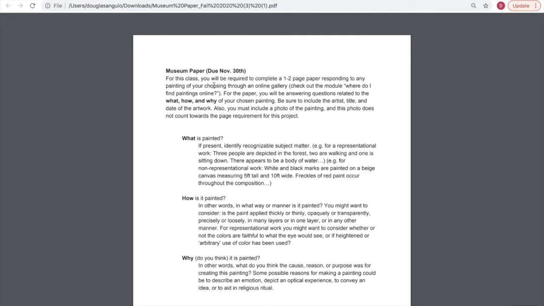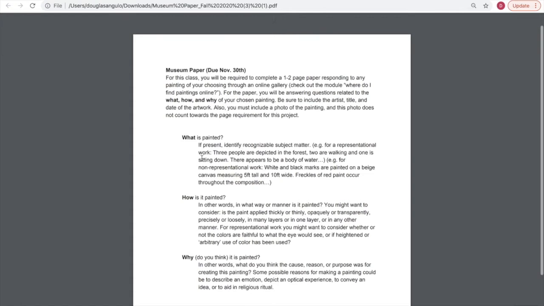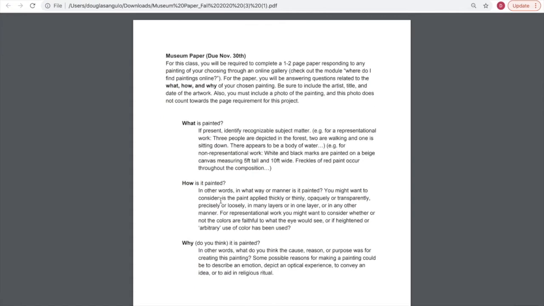Lastly, you want to consider, why do you think it is painted? Now, painting can serve a variety of purposes, depending on what culture it's in, and depending on the goals of the artist. So you want to consider what you think the cause, reason, or purpose was for creating the painting. Some possibilities could be, it could be just to describe an emotion. It could be to depict an optical experience, like with Impressionists. It could be to convey an idea. Perhaps it could be to aid in a religious ritual, or it could be a number of these things. Okay, so consider, why do you think it was painted? What was the purpose?